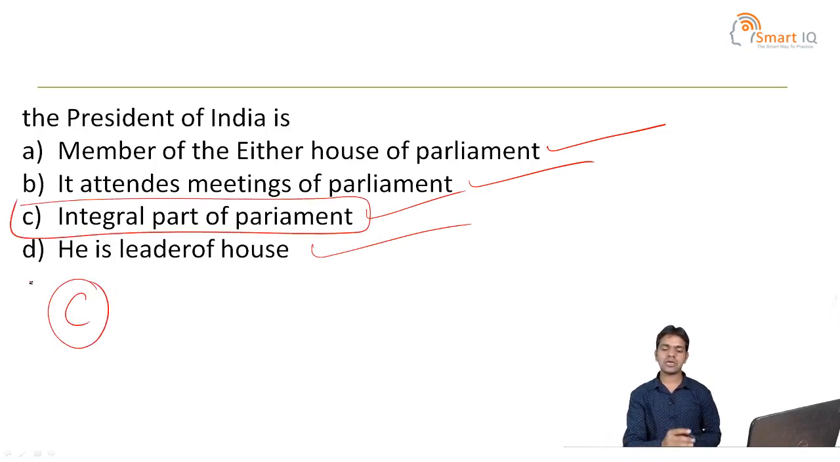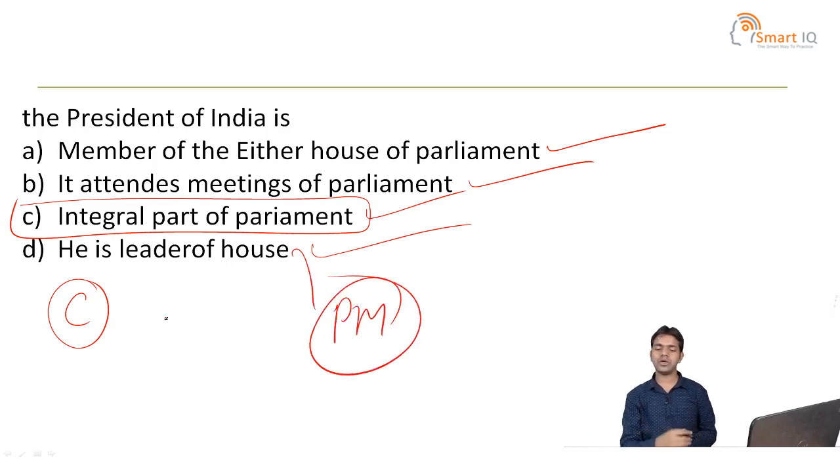Option C is the correct answer. The President of India is an integral part of the Parliament, but he is not a member of either house of the Parliament, that is Lok Sabha and Rajya Sabha, and he does not attend any meetings of the Parliament, and he is not the leader of the House. Leader of the House is the Prime Minister. But he is an integral part of the Parliament. So option C is the correct answer.